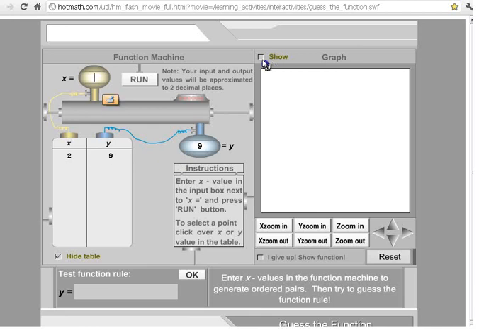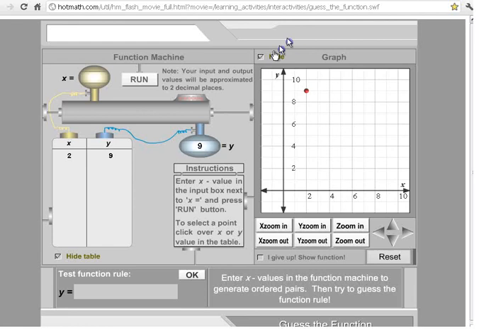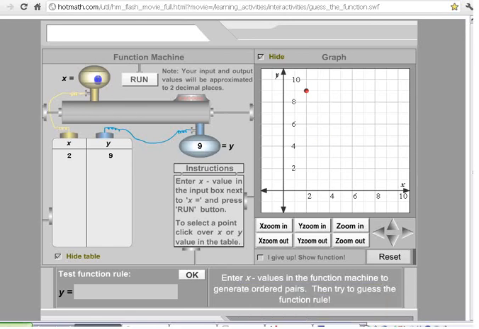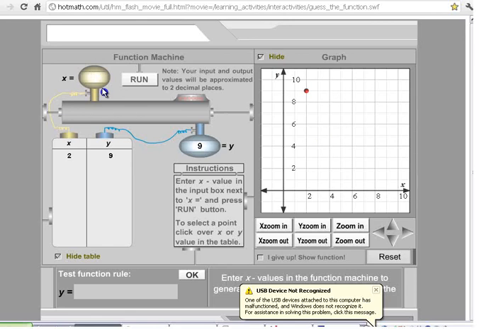Imagine on the graph, if you have 1 point, there's a whole bunch of lines that could go through that. There's an infinite number of lines that could go through that. If you have another point, then there's only one rule it can be. Let's put another point in here, like 5. 5 is 15.